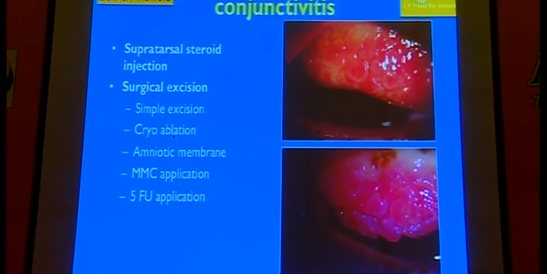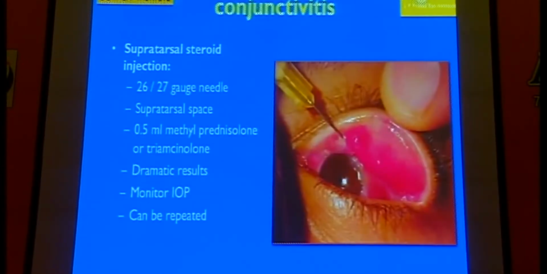Don't do simple excision. I've put these down just because they've been described in the literature. People have done cryoablation; all of these aggravate the allergy. Some people have applied amniotic membrane. Maybe I would be okay with just applying the membrane without excising anything. Some people have tried MMC and 5FU in very recalcitrant cases. The results are not very encouraging. So I've put the list down only to discourage doing anything about it in general. The best approach is to go ahead and do a supratarsal steroid injection to take care of the allergy.